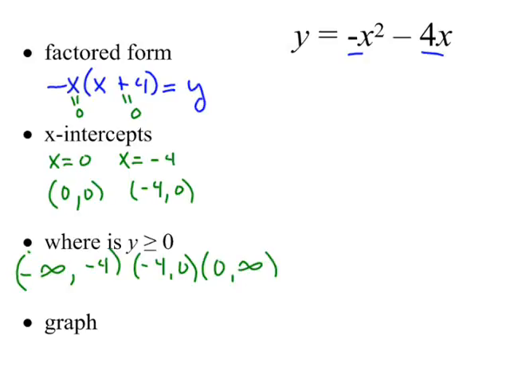All right, and then we just test values. So pick a number in here. So if I do -10, I have -(-10), so that ends up being a positive. -10 plus 4 will end up being a negative. And so if you have a positive times a negative, you end up with a negative. All right. Pick a number between -4 and 0.